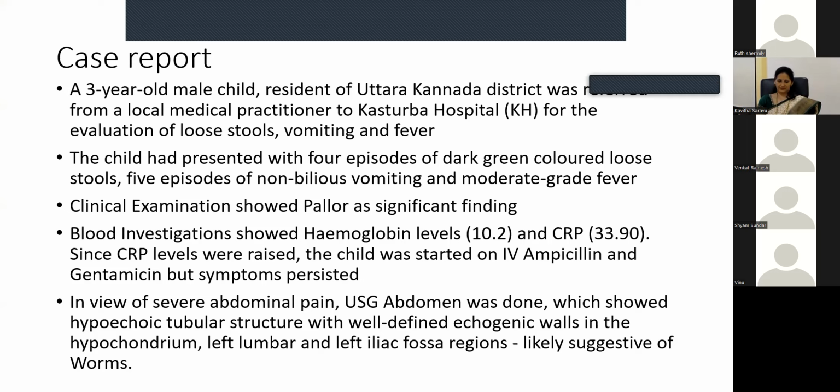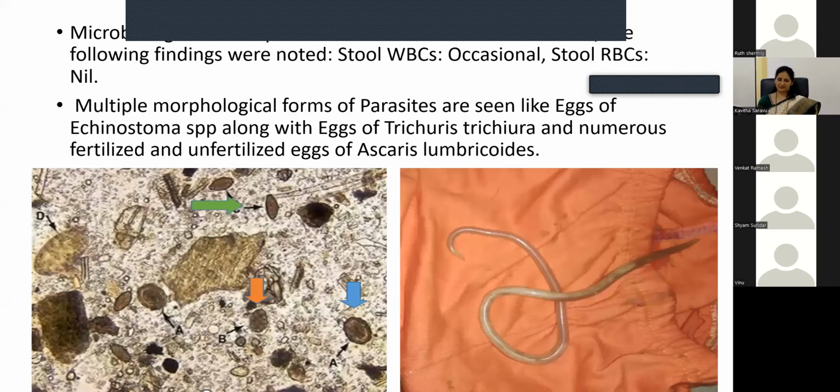In view of the raised CRP, the child was started on IV ampicillin and gentamicin, but the symptoms persisted. Then ultrasonography was done, which showed a hypoechoic tubular structure with well-defined echogenic walls in the hypochondrial, left lumbar, and left iliac fossa regions, which was suggestive of a worm. So microbiological workup was done, and on wet mount preparation we saw stool WBCs, but there were no RBCs. Multiple morphological forms of parasites were seen.